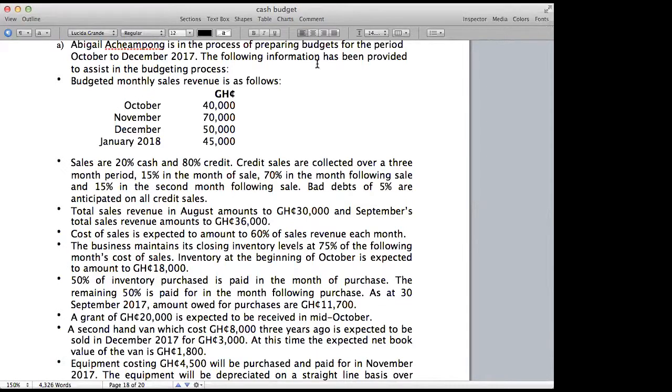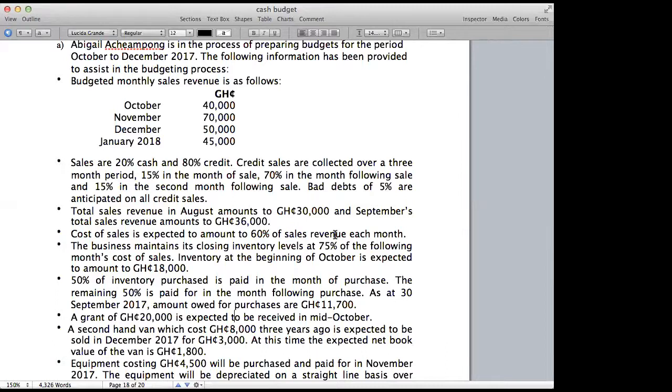Okay. Now let's move on. Which notes? Now the next one says a grant of 20,000 is expected to be received in mid-October. A grant. So which section will it form? That's other receipts, right?